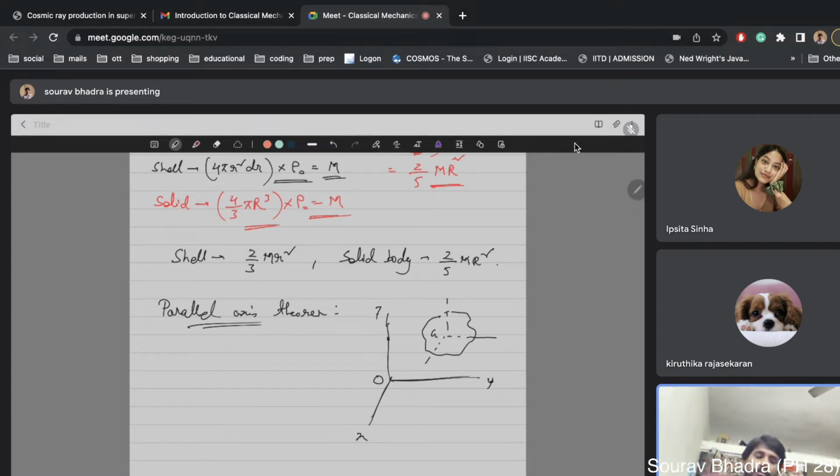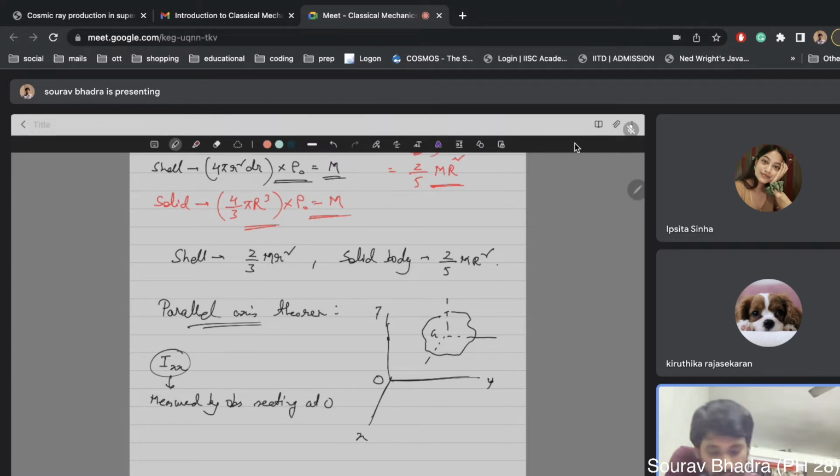Now suppose the body is rotating and you are watching that body from a distance. I mean the observer is sitting at O and watching the body which is rotating. In this case, you can write your moment of inertia with respect to your axis. So suppose we are writing Ixx. So Ixx is actually measured by the observer sitting at O.